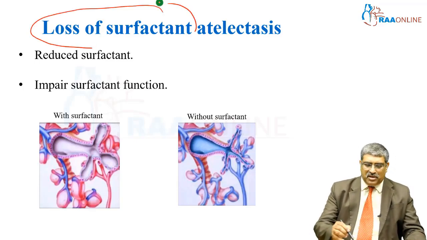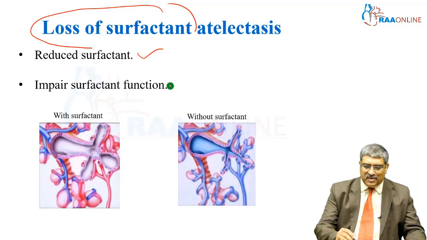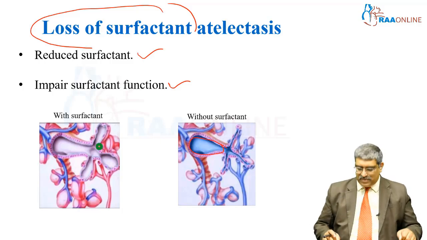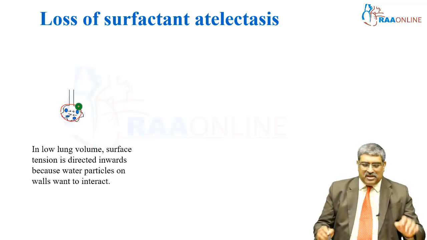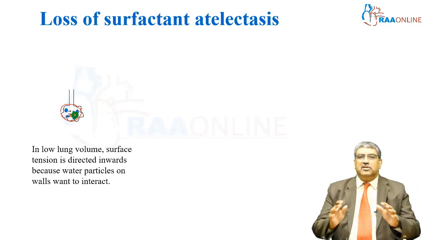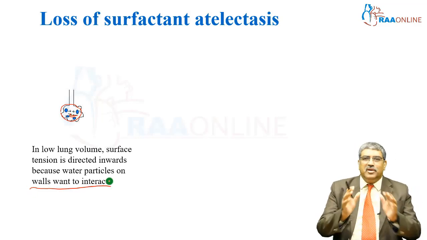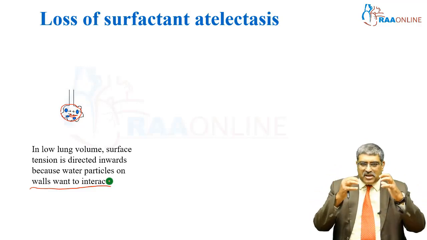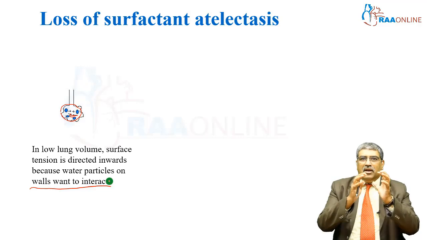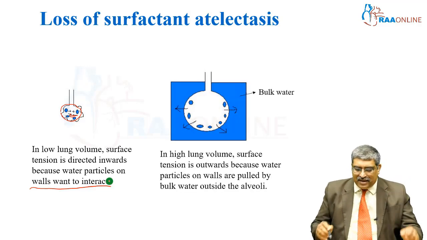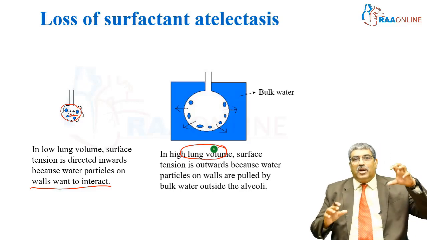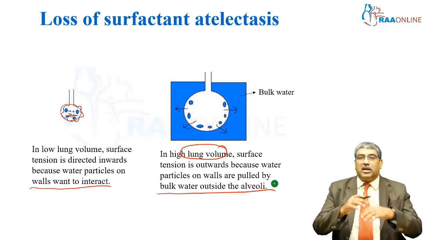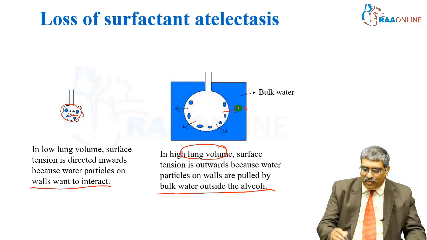When you give positive pressure, the quantity comes down as well as the quality comes down, and here you can see the surfactant is altered and collapse is happening. In low lung volume or a normal volume, the surface tension is directed inwards because the water particles on the walls want to interact. Normally the surface tension will move inward and collapse doesn't happen. But in case of high lung volume, the surface tension is outwards because the water particles on the wall are pulled by bulk water outside the alveoli. Here it is moving outwards.